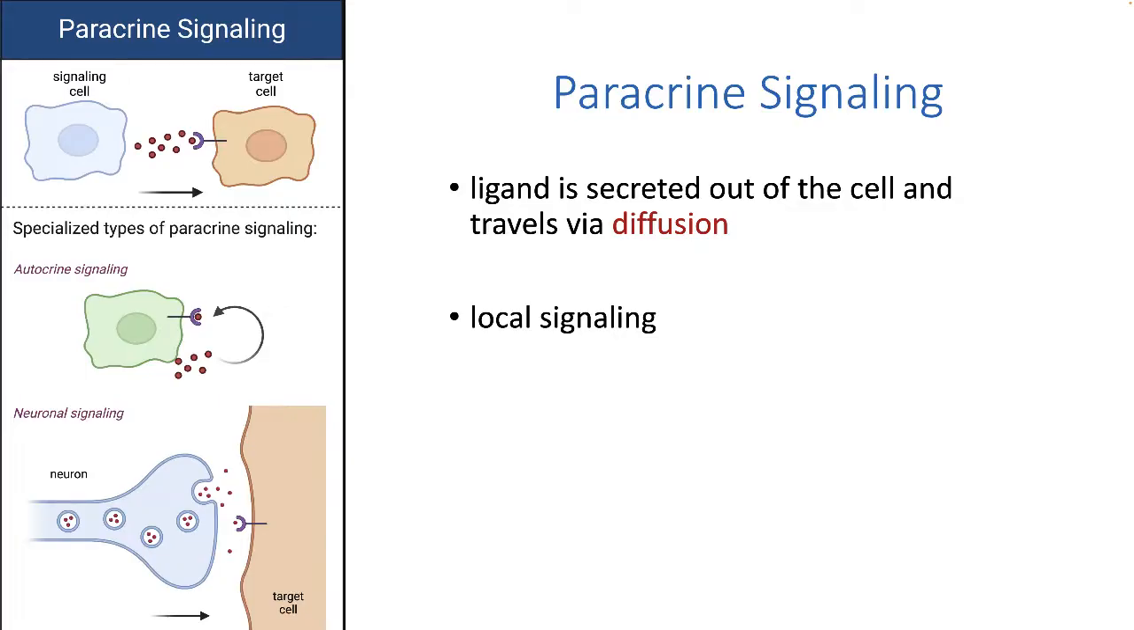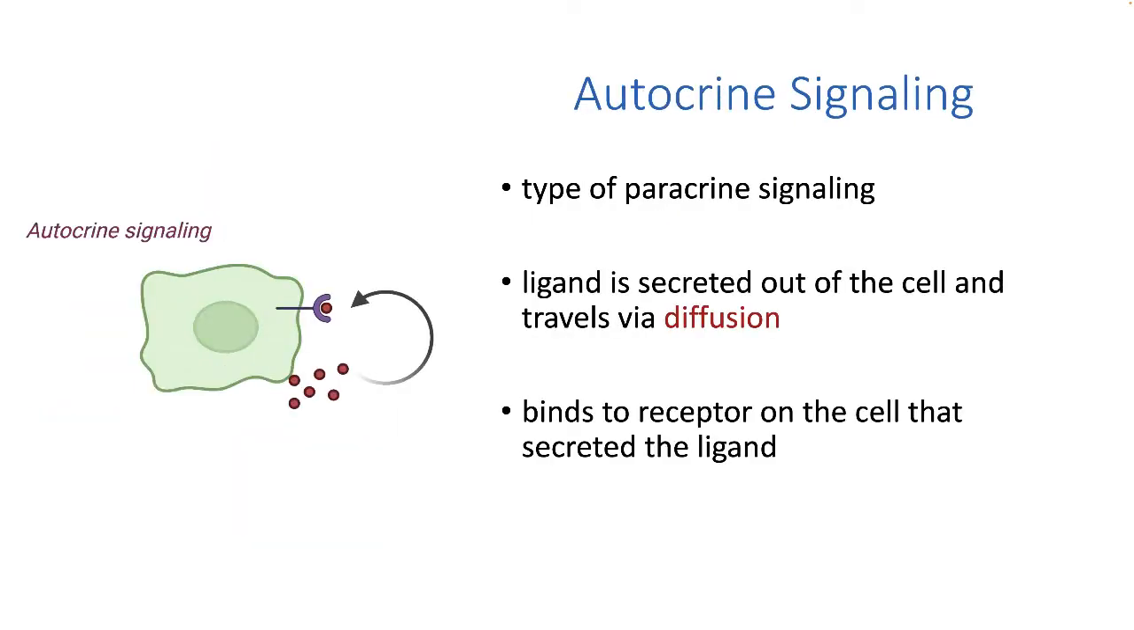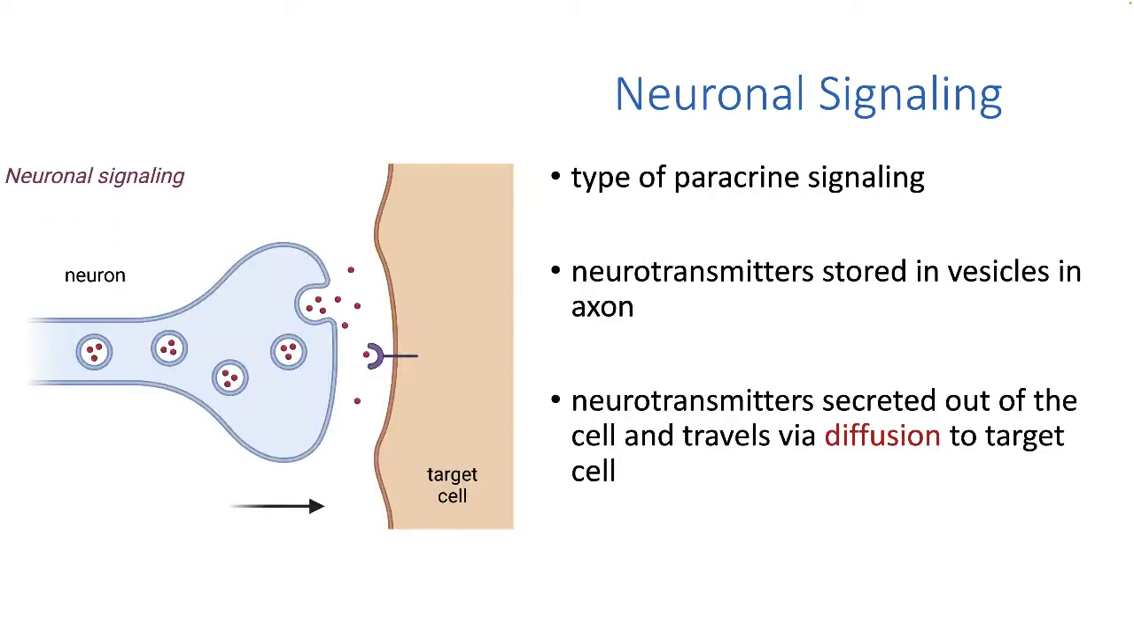Paracrine signaling is critically important during development as gradients of certain ligands set up the major body axes and help to specify cell fates. We also need to briefly discuss two special types of paracrine signaling, autocrine signaling and neuronal signaling. Autocrine signaling takes place when the same cell serves as the signaling cell and the target cell. So the ligand is secreted out of the cell and then binds to a receptor on the surface of the same cell. This also occurs during early development as cells are being specified. In the adult organism, autocrine signaling can regulate pain sensation as well as inflammatory response.